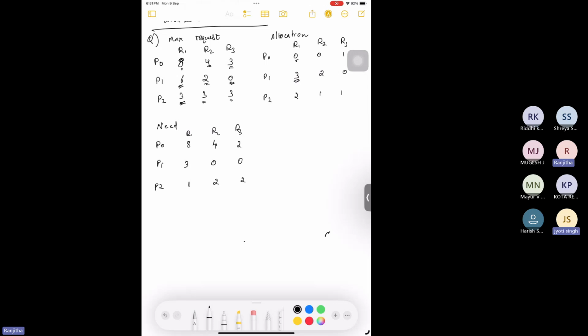Okay. Now we need one more thing. What are the currently free resources? Number of free resources R1, R2, R3. How many more are available? It is called available, not free, sorry. Available resources. So this available is after this allocation, okay? So after the allocation, how many more are available? That is given as 3, 2, 2.